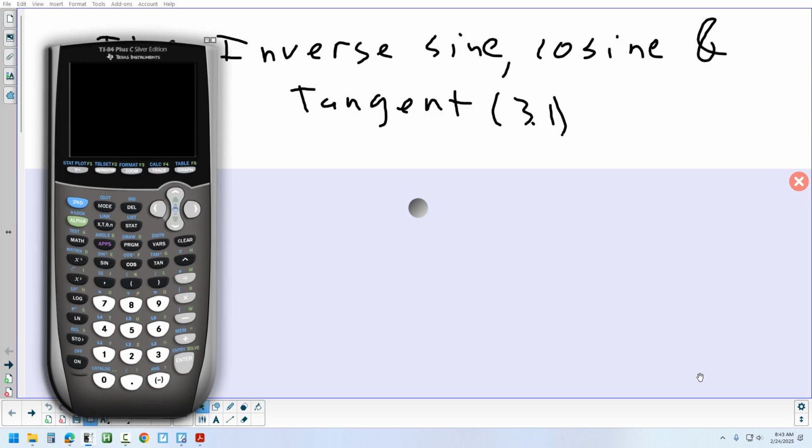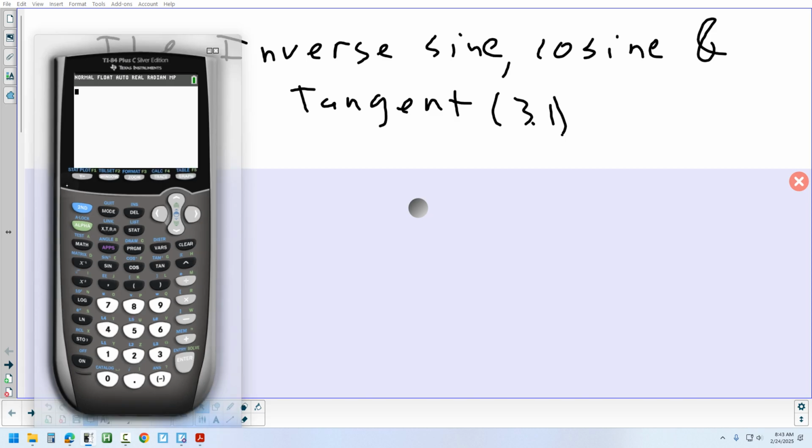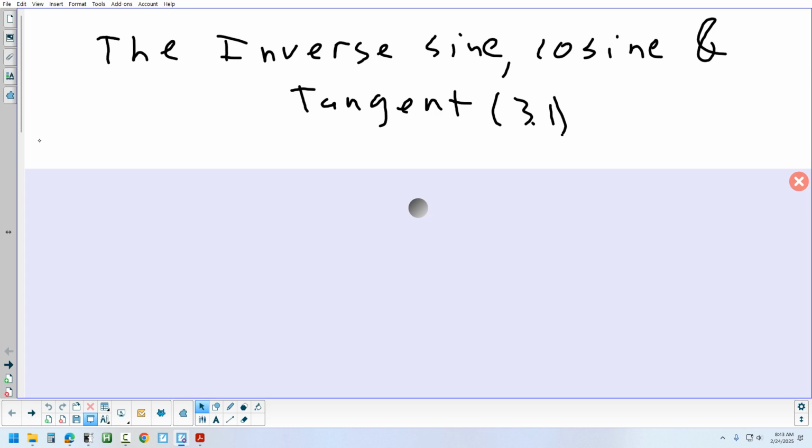Some people have already seen the button, or they've asked me about it. Like if you press second and sine, you get that sine with a -1. What does that mean? That's what we're going to look at this week. That's called inverse trig, and specifically, that one was inverse sine.